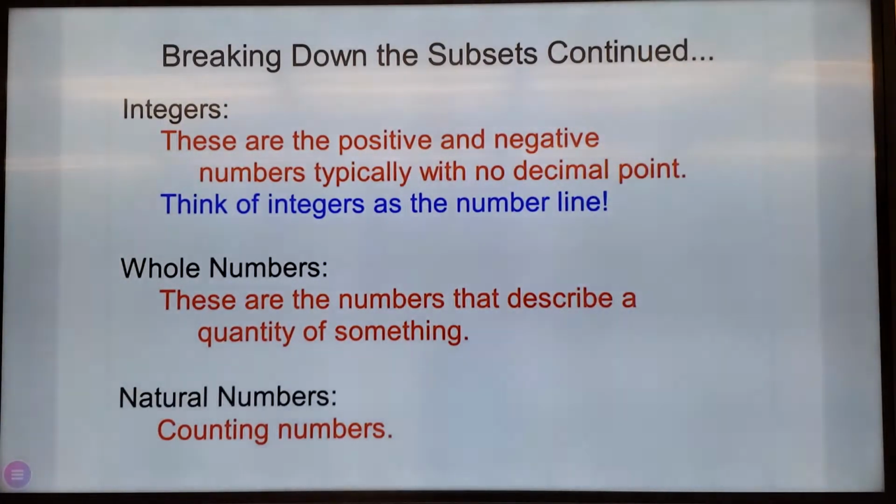Think about integers again as a number line. I've already stated that. The next thing, whole numbers. These are numbers that describe a quantity of something. These start with 0. These are only the positive integers, but they start with 0. And then natural numbers are counting numbers, 1, 2, 3, etc.